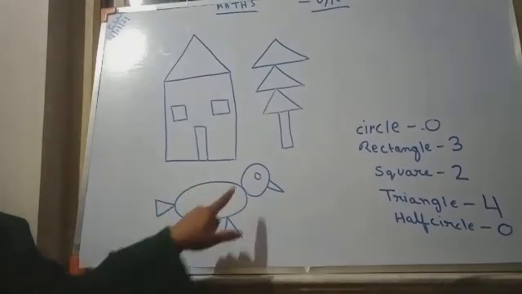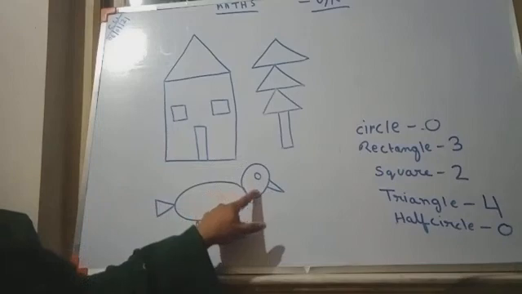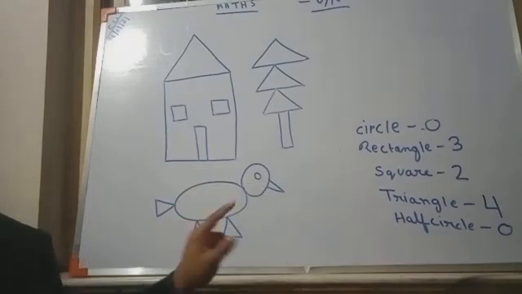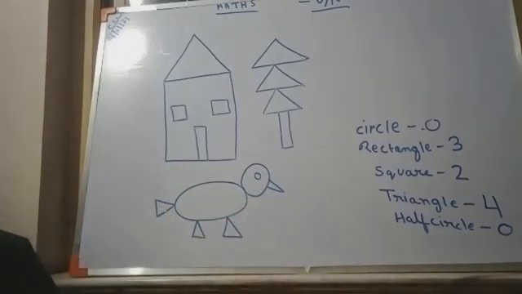How many ovals are there? 1. Circles: 1, 2. This eye is also a circle. Then this head is also a circle. So 2. Triangles: 1, 2, 3, 4. 4 triangles are there. So like this I will give you, and I will make you practice in online classes also, and in your copy I will give you.